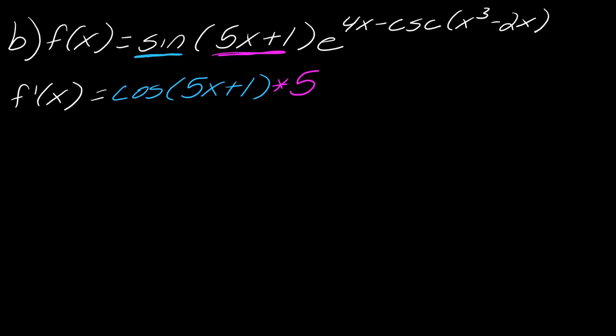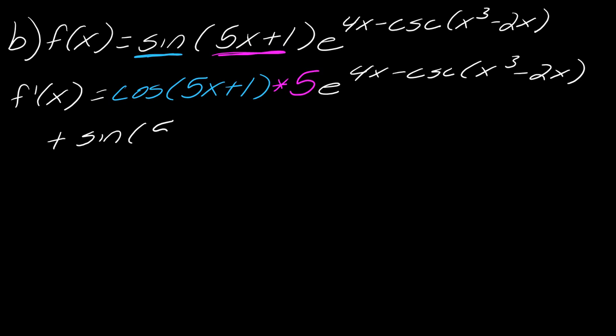But then remember, I have to multiply this by the other function, e to the 4x minus cosecant of x cubed minus 2x. Okay, so that's part one. So now I leave the first function alone, and I'm going to multiply this by the derivative of the second function. So now I have e as my outermost function, and then all of this is the inner function. Now I see that I'm going to have to use the chain rule again, but I'm going to worry about that when I get there, okay?